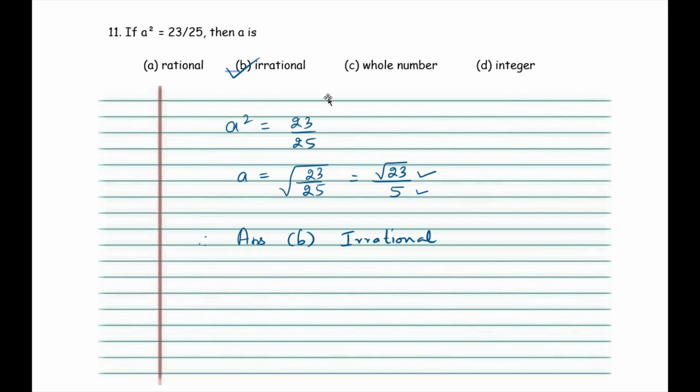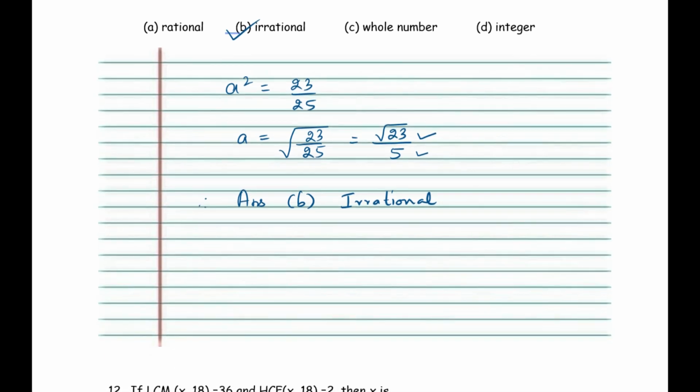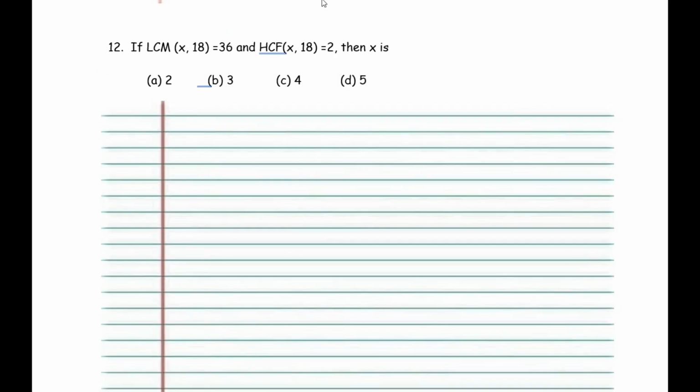Square root of 23 is an irrational number divided by 5. You get again an irrational number. Therefore, the correct answer is option B, irrational number. Now moving to question number 12.